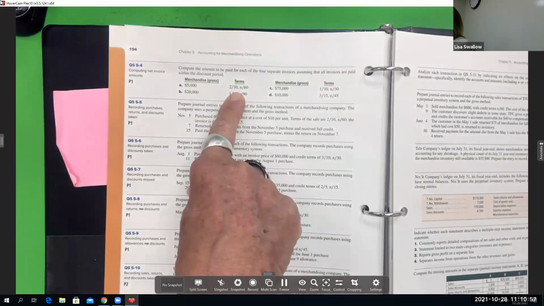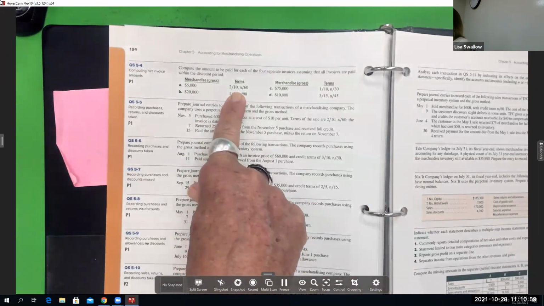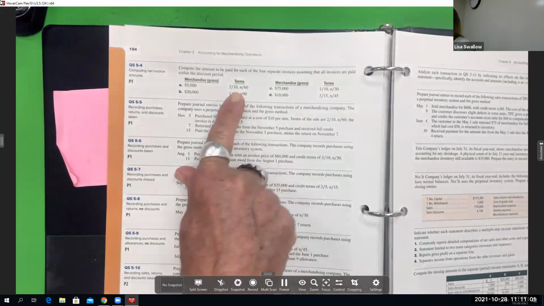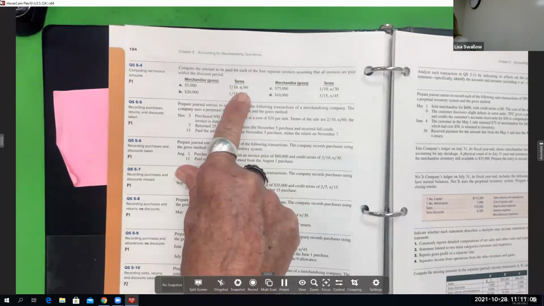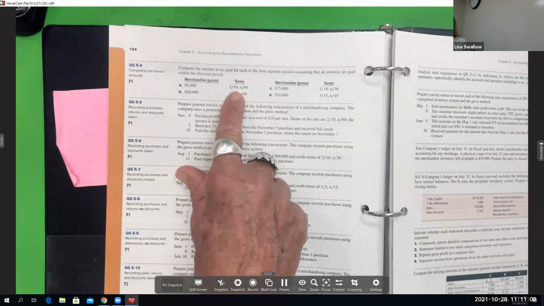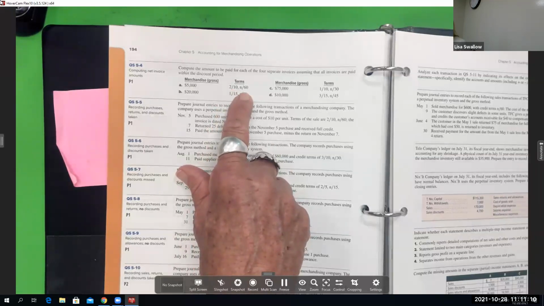Say it is 2/10 net 60. Okay, what does that mean? It means you get a 2% discount if you pay it within 10 days, but you have to pay it within... Exactly. You get a 2% discount within 10 days. You've got to pay within 60.